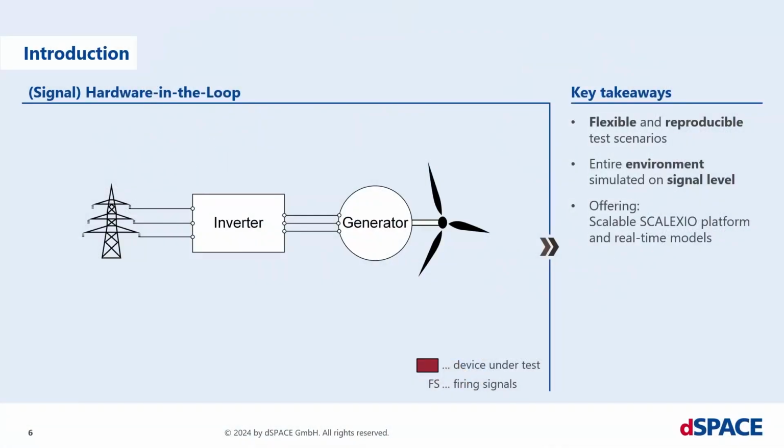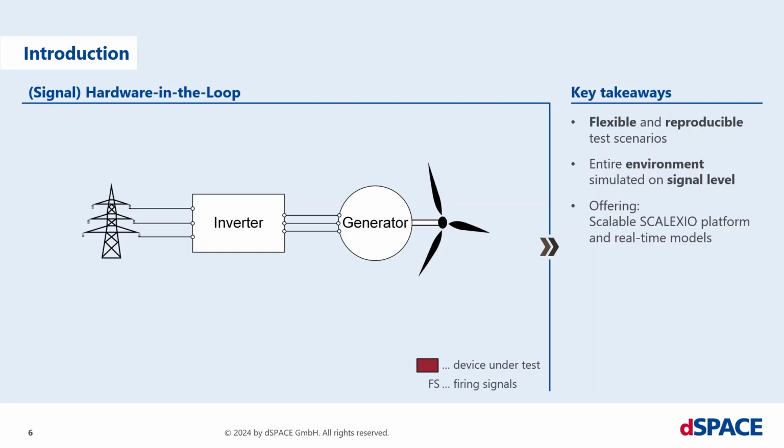So now I used the words signal hardware in the loop, or only hardware in the loop, and power hardware in the loop. And I want to take the example of our windmill, or our wind power plant, to explain you these two test scenarios. So again, we have our, let's call it drivetrain, or our energy train with the grid on the left-hand side, our device under test, the inverter in the middle of the slide, and our generator mechanically coupled here to our rotor on the right-hand side.